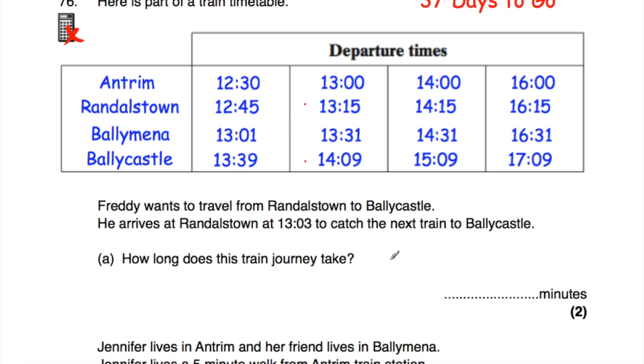And the question says, how long will that journey take? He leaves at 1:15. So that'll be 45 minutes to get to 2 o'clock, and then another 9 minutes. So if we do 45 plus 9, that's equal to 54 minutes. So the train would take 54 minutes.